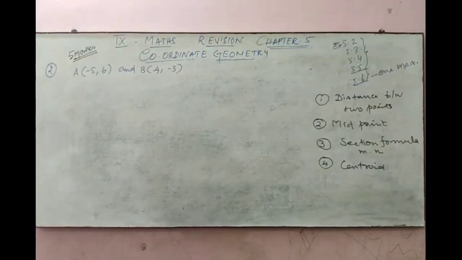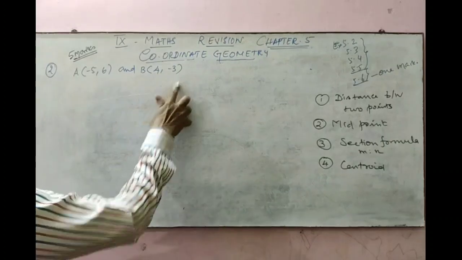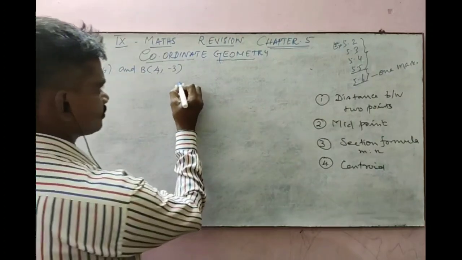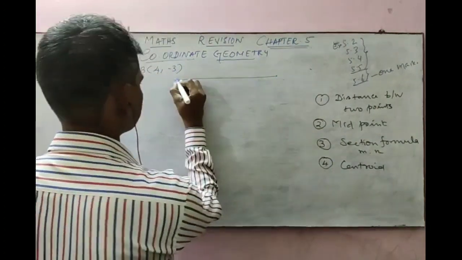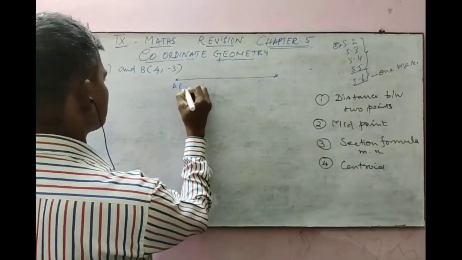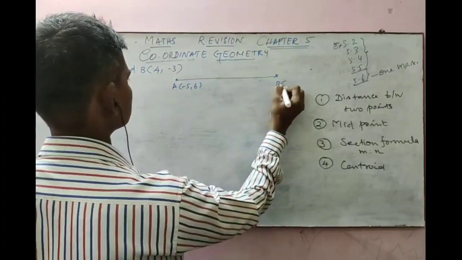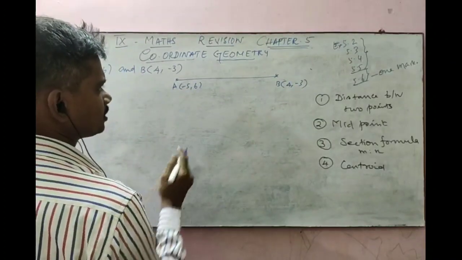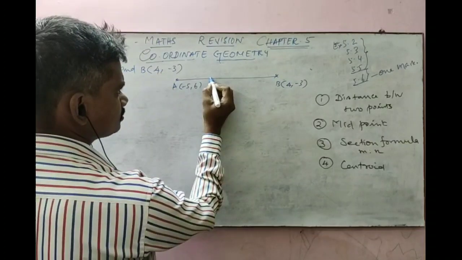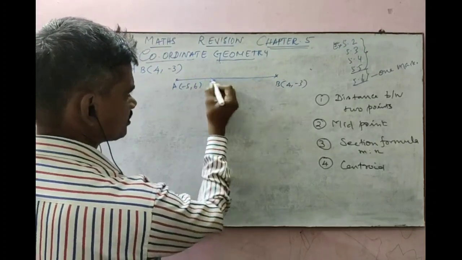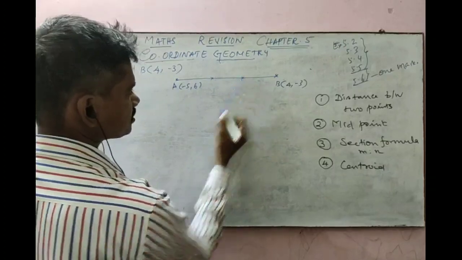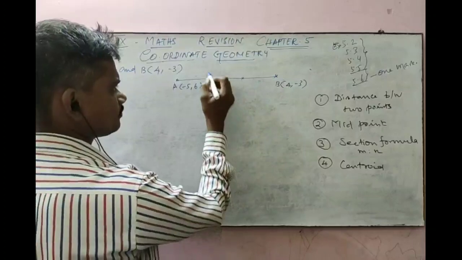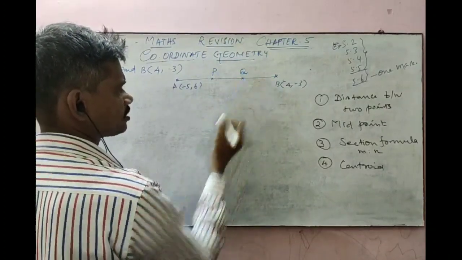Next, we are going to find the coordinates of the points of the trisection of the line joining the segments A and B. Let the given points be A and B. This line segment is divided into 3 equal parts. That means the trisection. If it is divided into 3 equal parts, it should be cut by 2 different points. Let the first point be P and the second point be Q.